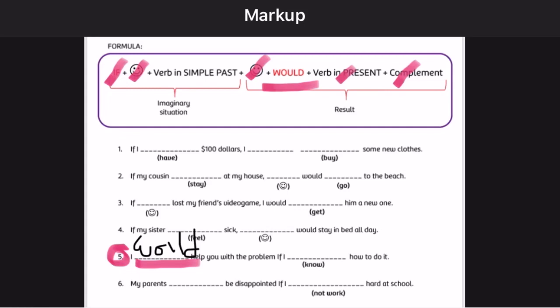Then the part of the imaginary situation. If, I, and the verb in simple past. It says right here, no. How do you say no in simple past? Knew. That's right. If I knew how to do it.